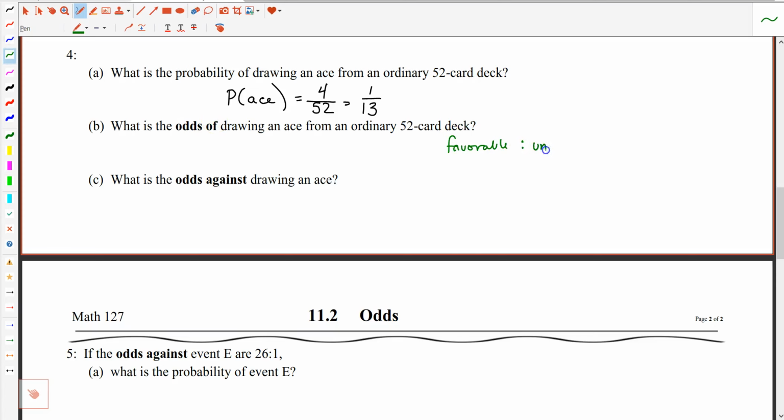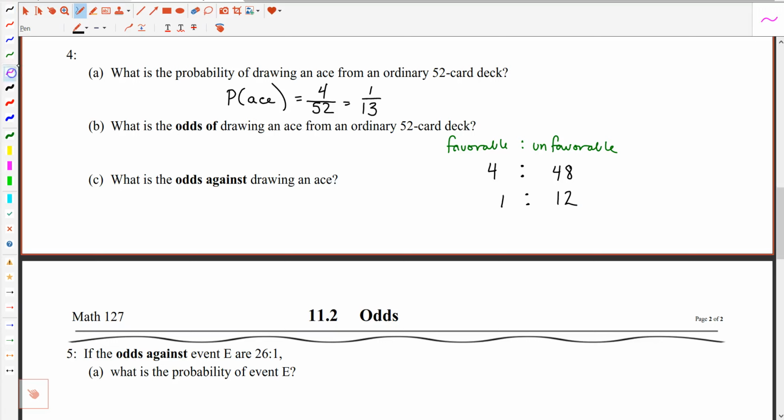to the unfavorable outcomes. So in this case, it's going to be the number of ways we can get an ace. So there are 4 ways we can get an ace, to the number of ways we don't get an ace. So out of a 52 card deck, how many of the cards are not aces? Well, there'll be 48 of them. So that'll be the odds of drawing an ace. It'll be 4 to 48, which can be simplified. Both of these numbers are divisible by 4, so this would then be 1 to 12.